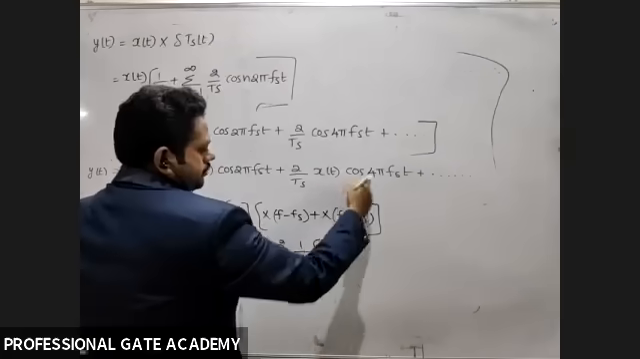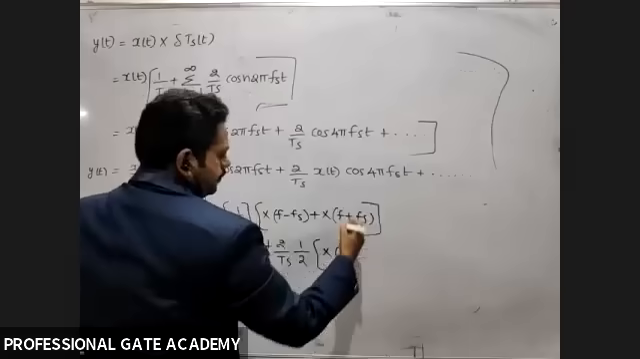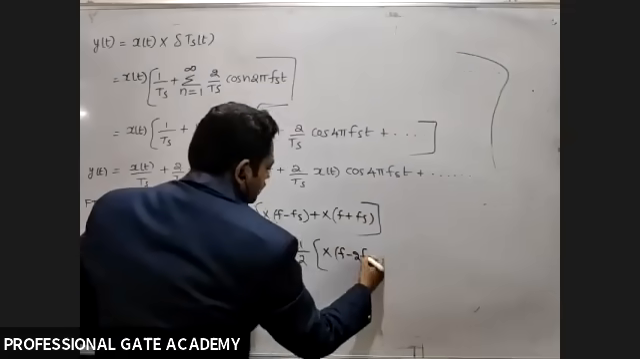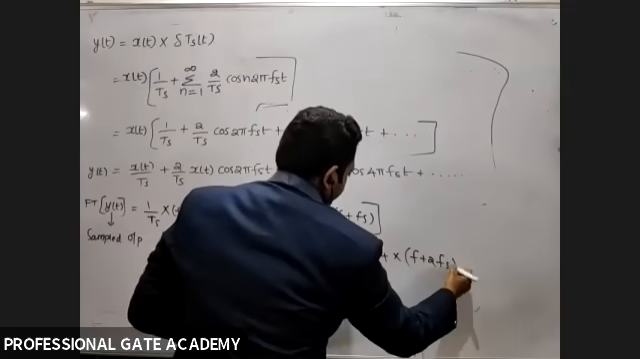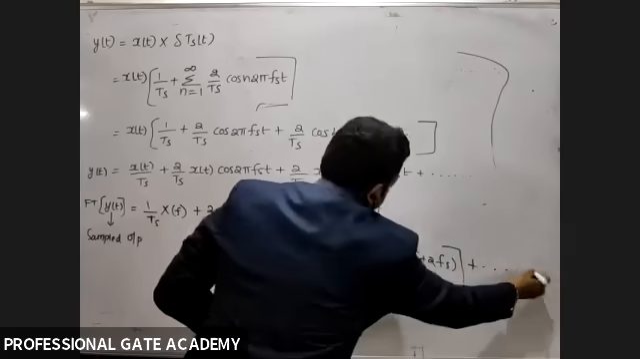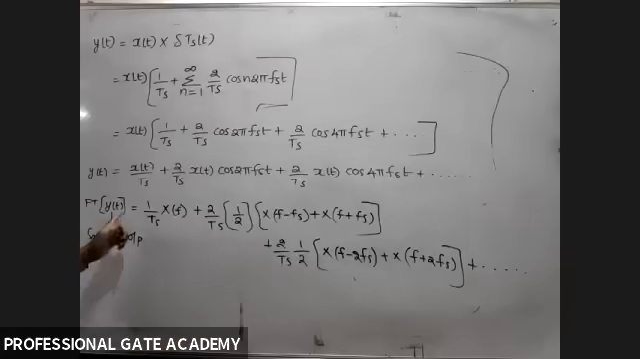Yes, what is Fourier transform of this term? Capital X of f minus 2fs plus capital X of f plus 2fs. The next term you will get, so no need, just put dot dot. So this is Fourier transform of the sampled output.